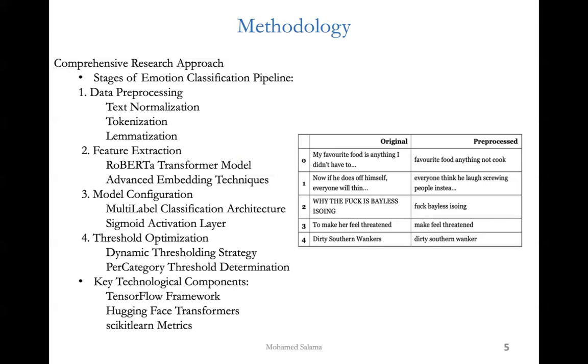The model configuration phase was critical, constructing a multi label classification architecture with a sigmoid activation layer to detect multiple emotional states simultaneously. A key breakthrough was developing a dynamic thresholding strategy that significantly improved classification accuracy. I utilized cutting edge technological components such as TensorFlow, Hugging Face transformers, and scikit-learn metrics to bring this complex approach to life, representing a significant step forward in emotion recognition.